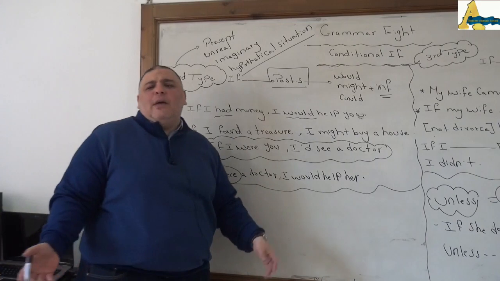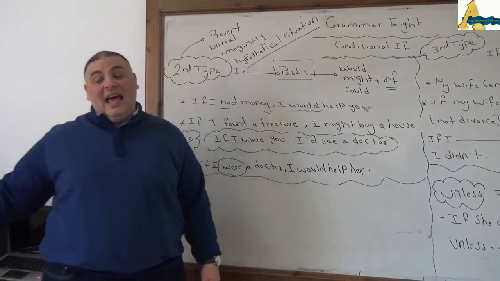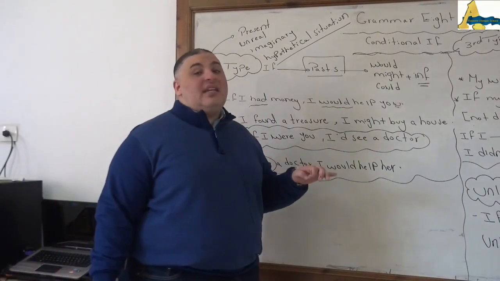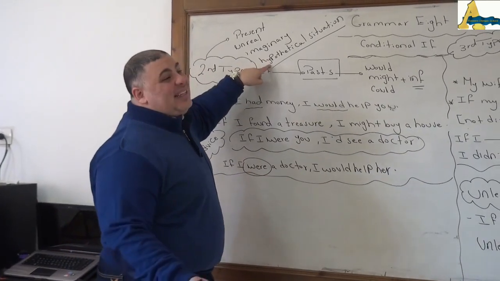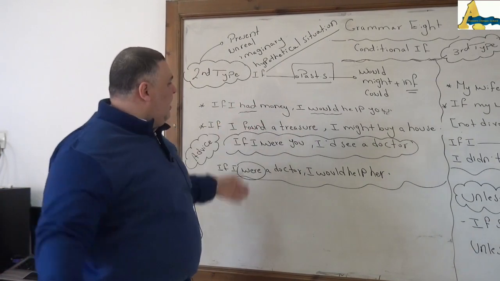The first type is something that happens in our life. If you study hard, you will succeed, right? But if I had a car, I would give you a ride. That means that I do not have a car, and that means that I am putting myself in a hypothetical situation in case I had a car, which means that there's no car outside.